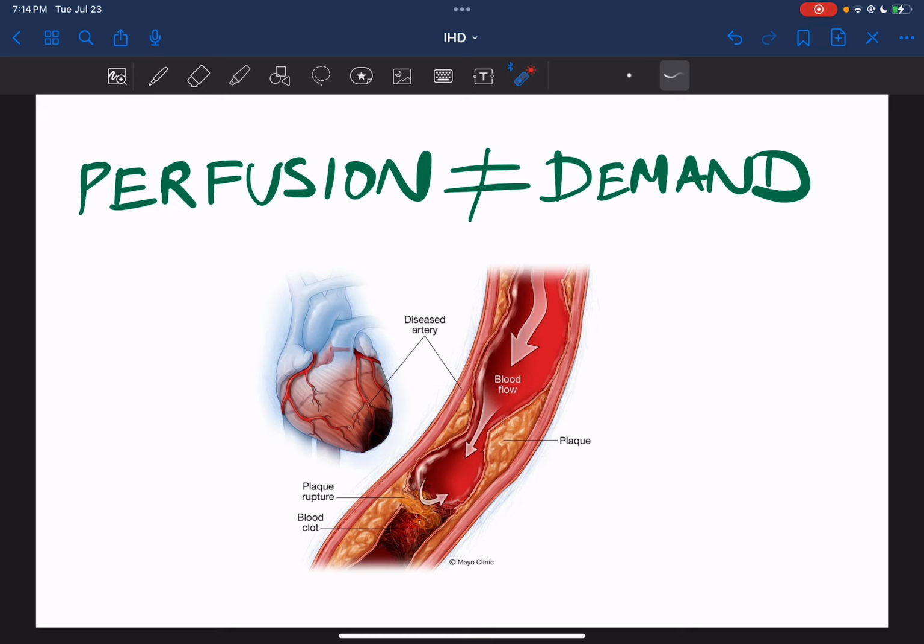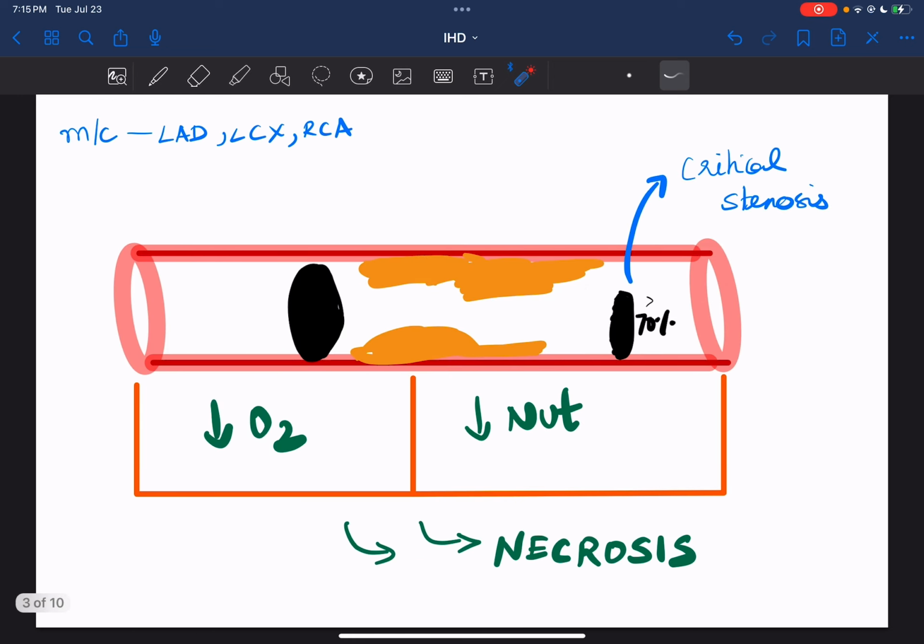Okay, so what happens in ischemic heart disease? Due to some reasons, the perfusion is not equal to the demand of blood supply. That could be due to a block, it could be due to a plaque buildup, it could be due to thrombus or any external factors. So let's look at it in more detail, understand the pathology behind it.